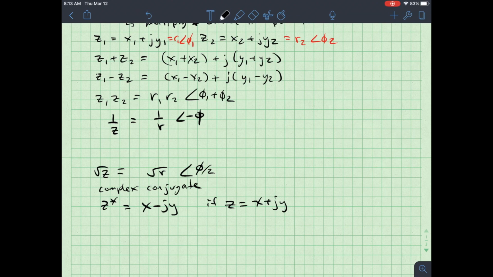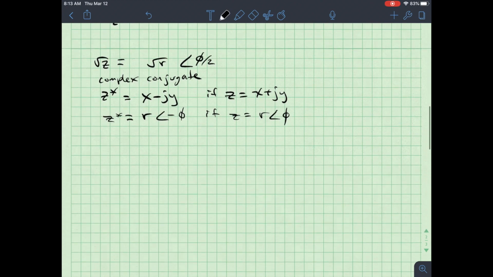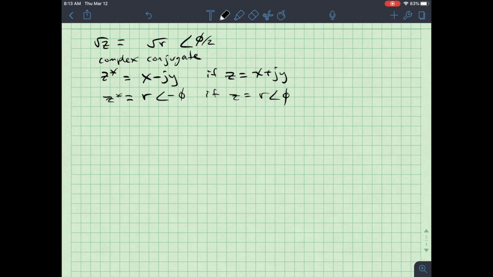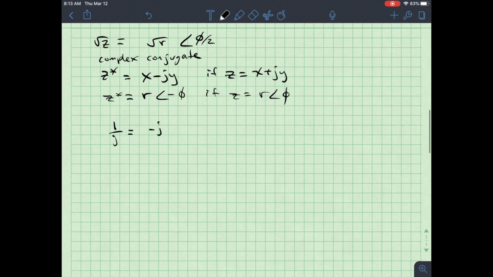So what am I doing? I'm flipping the negative part. Alternately, z star or z asterisk is r angle minus phi if z is equal to r angle phi. So the complex conjugate is taking that complex part and switching the sign. One happy result of the complex conjugate is that 1 over j is equal to negative j.